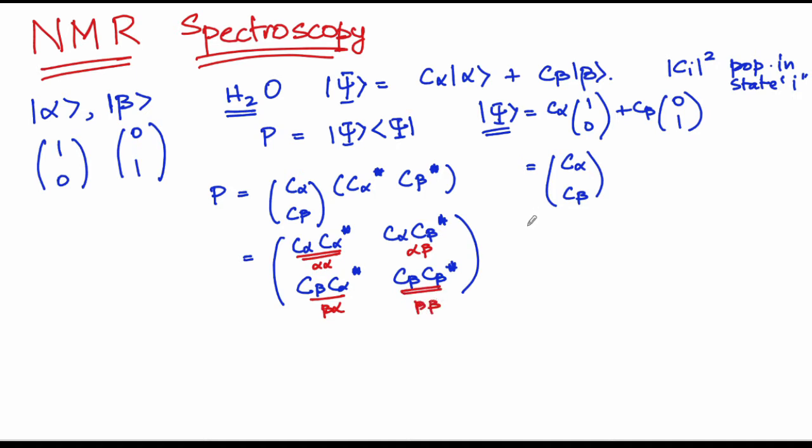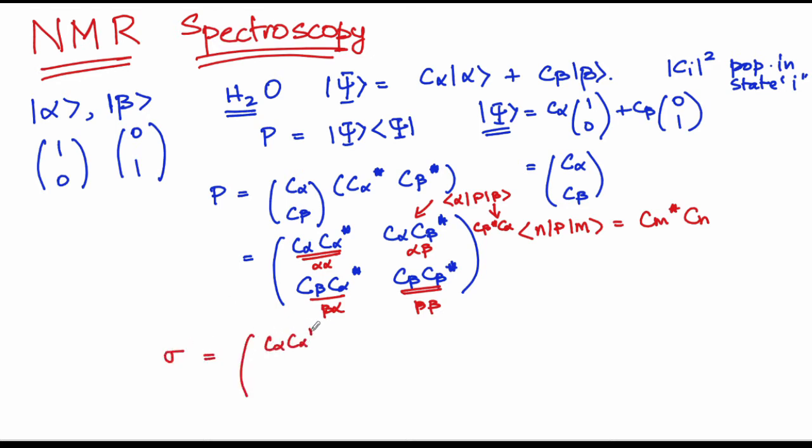Remind yourself that when you have n, P, m, you're going to get Cm star Cn. So that is the same thing that you are able to see here. If you're looking at alpha, P, beta, you're getting C beta star, C alpha. Same is the case with all the other elements that are present. The only difference between this projection operator and the density matrix is the over bar that is present, which indicates the ensemble averaging.